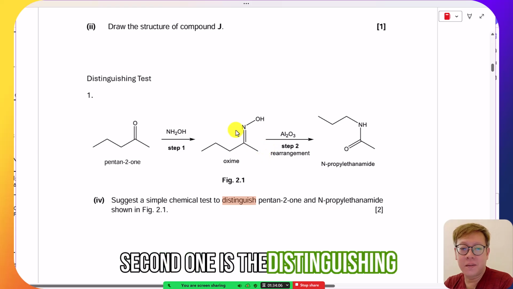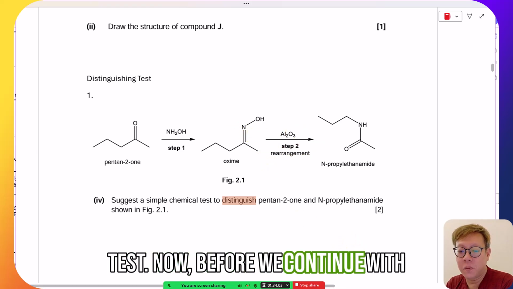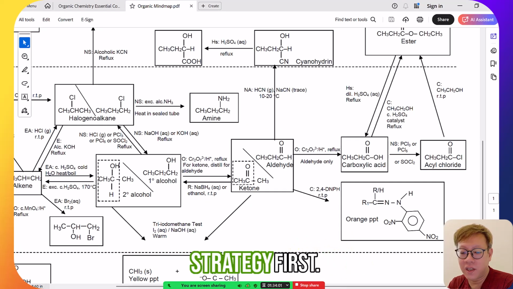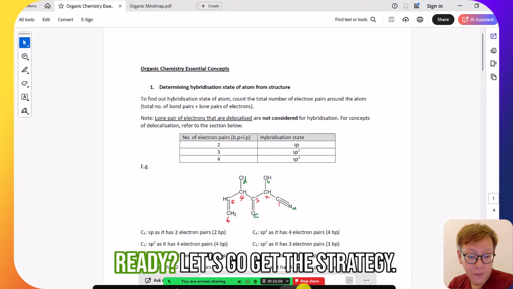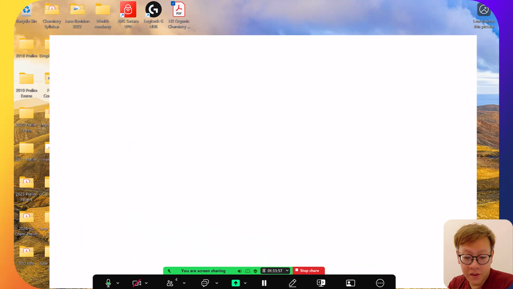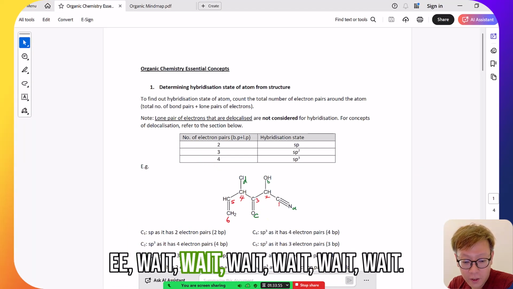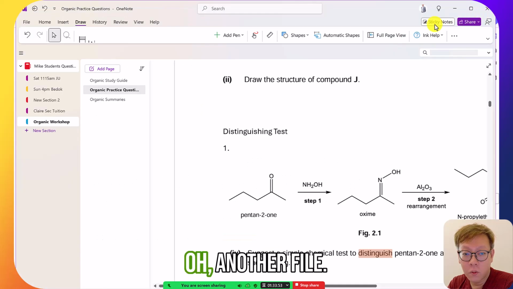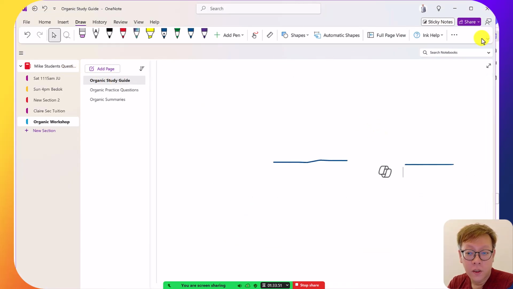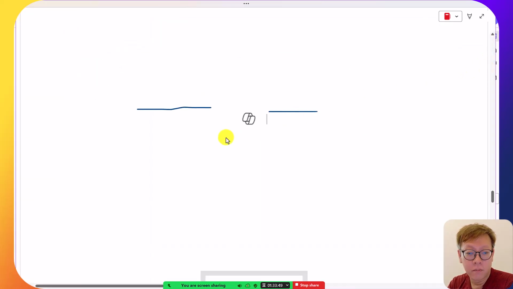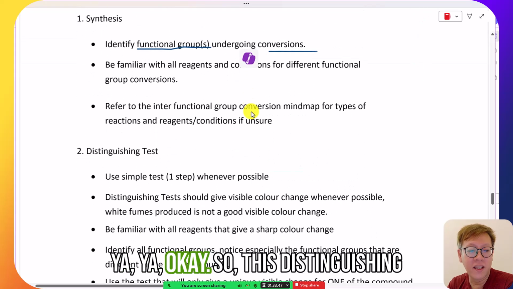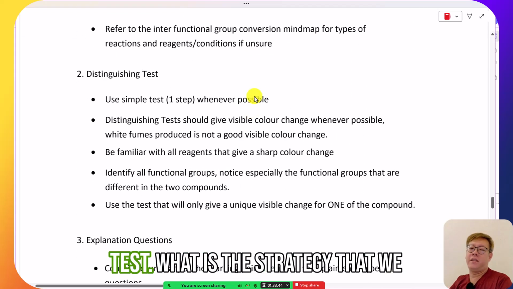Now, second one is the distinguishing test. Now, before we continue with the question, let's go to the strategy first. Ready? Let's look at the strategy. Wait, where is it? Oh, another file. Okay, here. So distinguishing test. What is the strategy that we use?